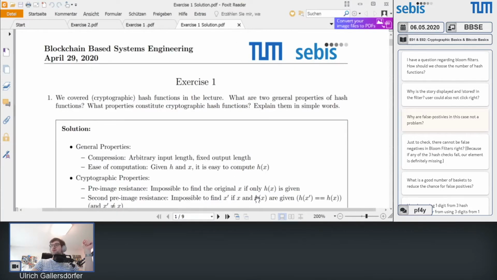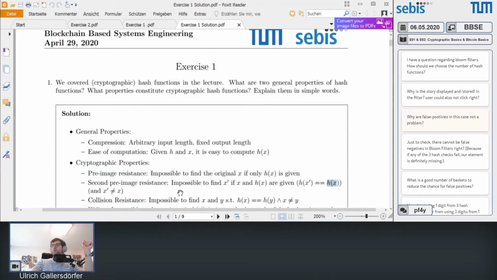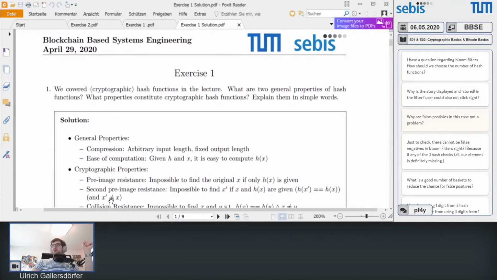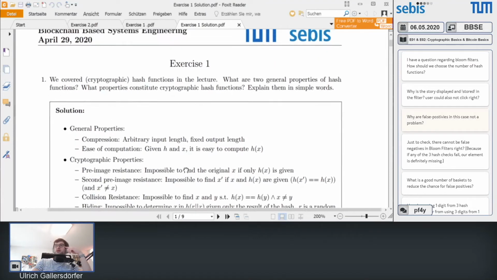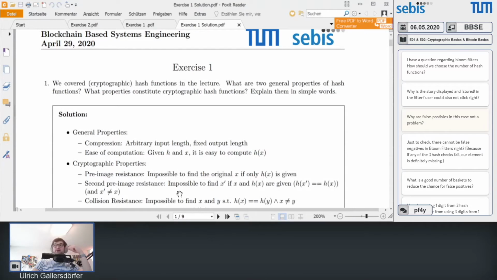That's the definition here. So we have this second x. The hash of the second x needs to be equal to the hash of the first x without them being identical. Then the third property is collision resistance. It's impossible to find x and y such that the hashes of them are equal, but without them being identical. So also here, collision resistance, a very straightforward property.